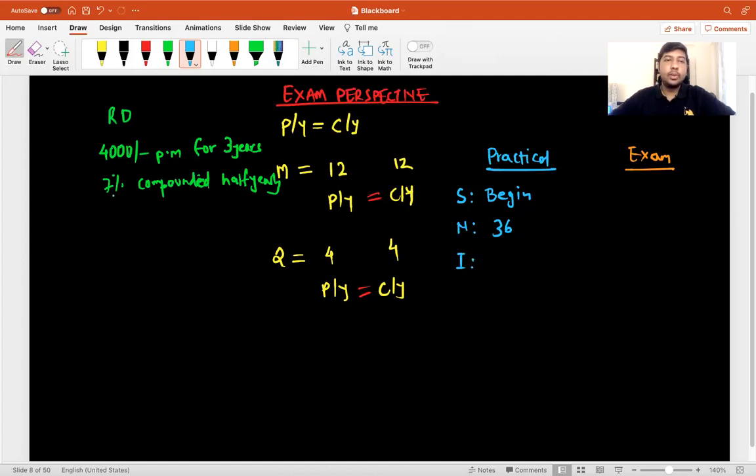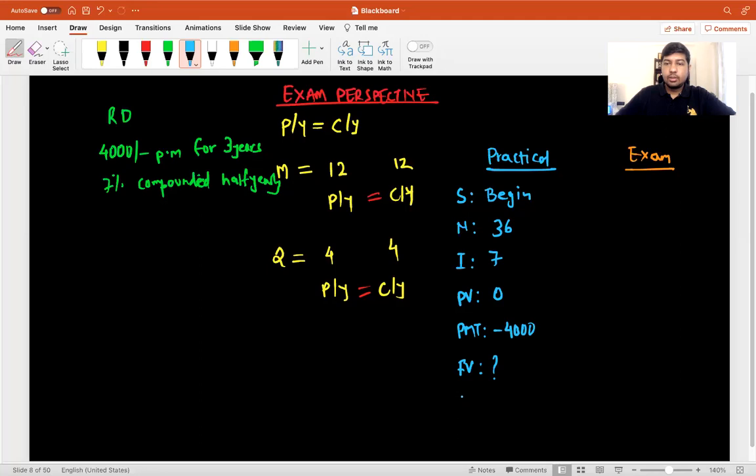I percentage will be the annual nominal rate, which is 7. PV is 0. Why 0? Because it's a recurring cash flow. It is not one time. Since it is not one time, PV will be 0. PMT will be minus 4,000. Why minus 4,000? First of all, it is a recurring cash flow. And second, such cash flows are getting invested, which means it is an outflow. So it will be minus 4,000. FV is something that you need to calculate. How much will you get after 3 years?